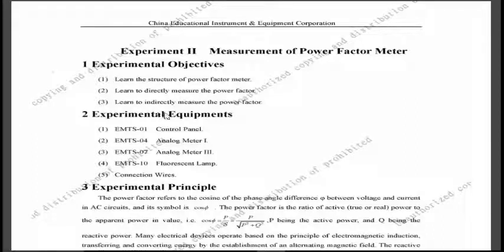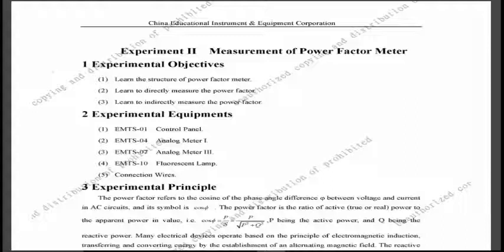Okay. And this is the experimental equipment. We have the EMTS-01 control panel, EMTS-04 analog meter 1, EMTS-07 analog meter 3, EMTS-10 for the fluorescent lamp, and you have the connection wires.